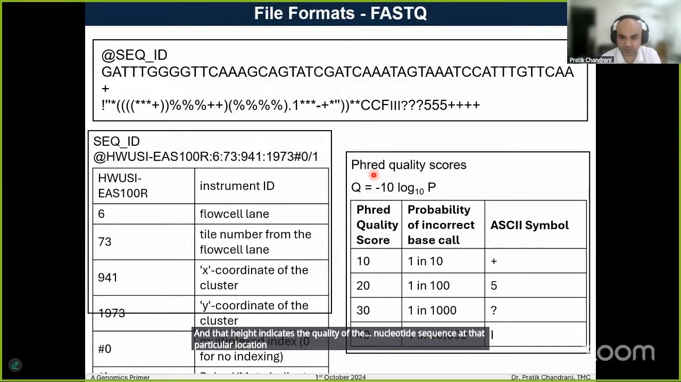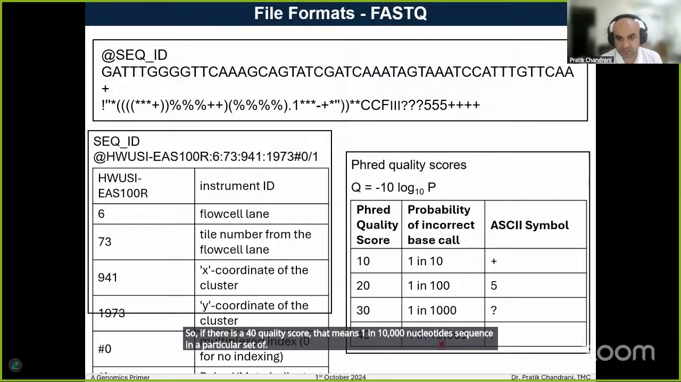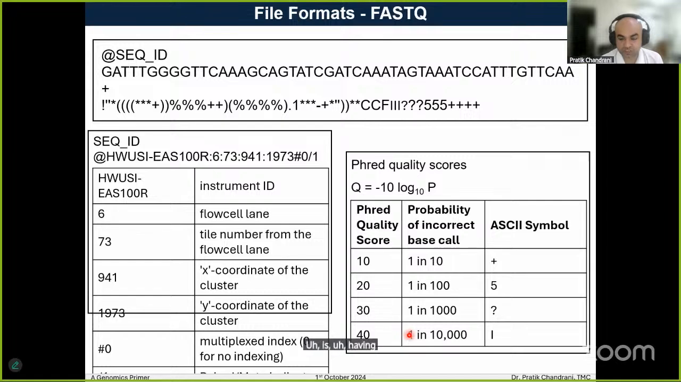So the same Phred quality score is employed here in the NGS platform as well, and basically this is a logarithmic scale. So if there is a 40 quality score, that means 1 in 10,000 nucleotides sequenced in a particular setup has a likelihood to be a false positive. 30 means 1 in 1000, and so on in the logarithmic scale. And these are the ASCII symbols of each value.